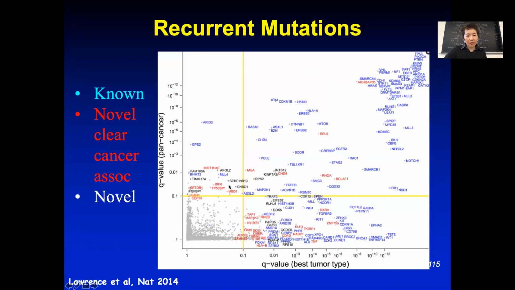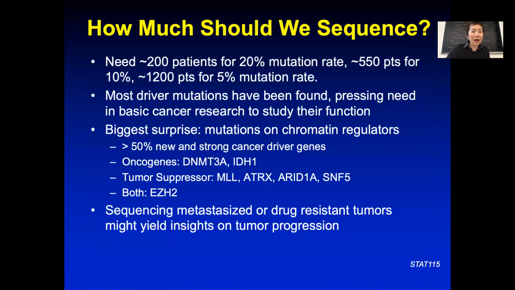There are some, like these red ones, that are novel, but there is a clear cancer association. But then there are some black ones that are truly novel mutations that people detected. Most of these truly novel ones are from point mutations. Traditionally, when people were looking at expression or copy number, they were not able to see it. But now, because we're doing whole exome sequencing, you really see that a particular base is repeatedly mutated, then you see them here, okay?